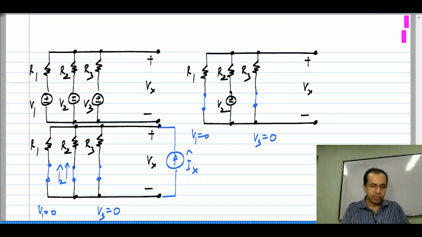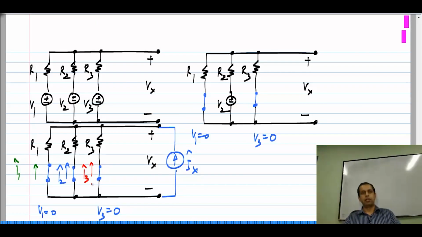The point is, this network is exactly the same as before. I am simply calculating I2 hat. Previously, I calculated I1 hat over here. And now, you can easily imagine that if I had only V3 acting here and the other two were set to 0, the reciprocal case of that would be when I have Ix hat here and I simply calculate I3 hat. So, this reciprocal network remains exactly the same for all these three cases.